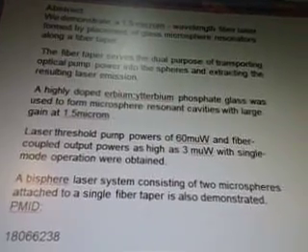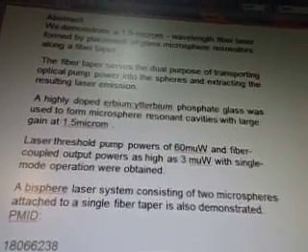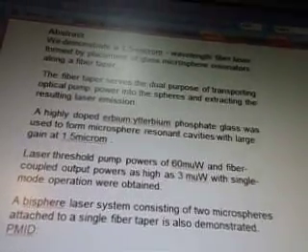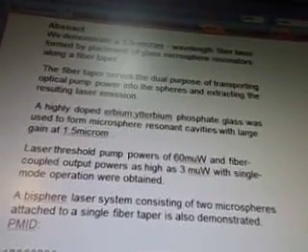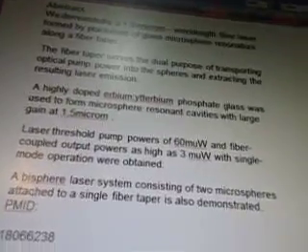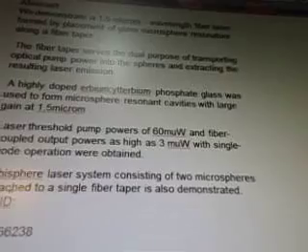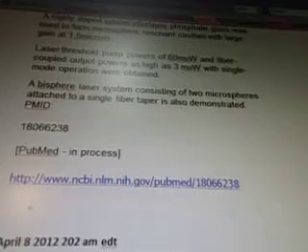A highly doped ytterbium phosphate glass was used to form microsphere resonant cavities with large gain at 1.5 micron. Laser threshold pump powers of 60 MUV and fiber coupled output powers as high as 3 MUW and 60 MUW with single mode operation were obtained. A bi-sphere laser system consisting of 2 microspheres attached to a single fiber taper is also demonstrated.